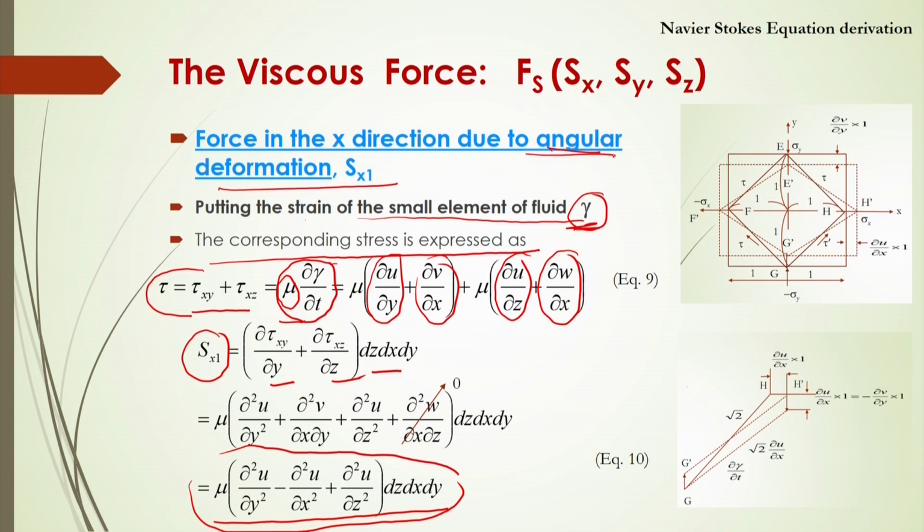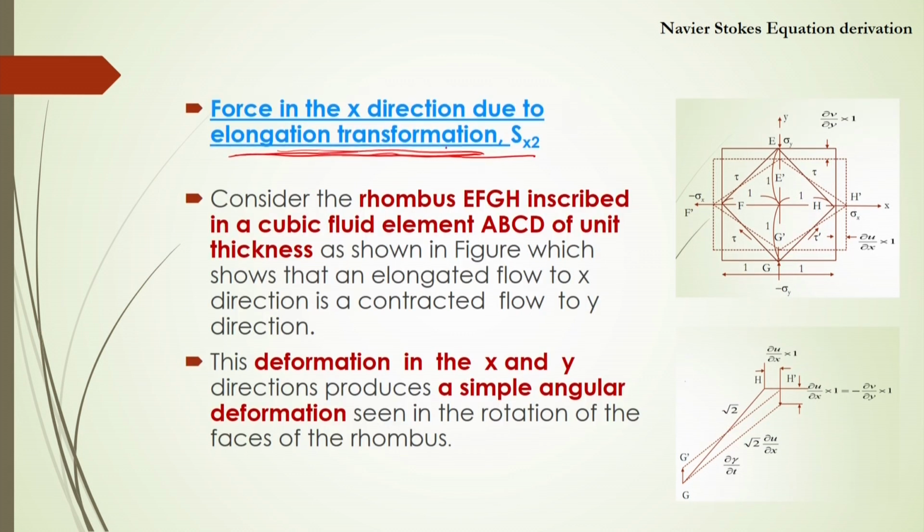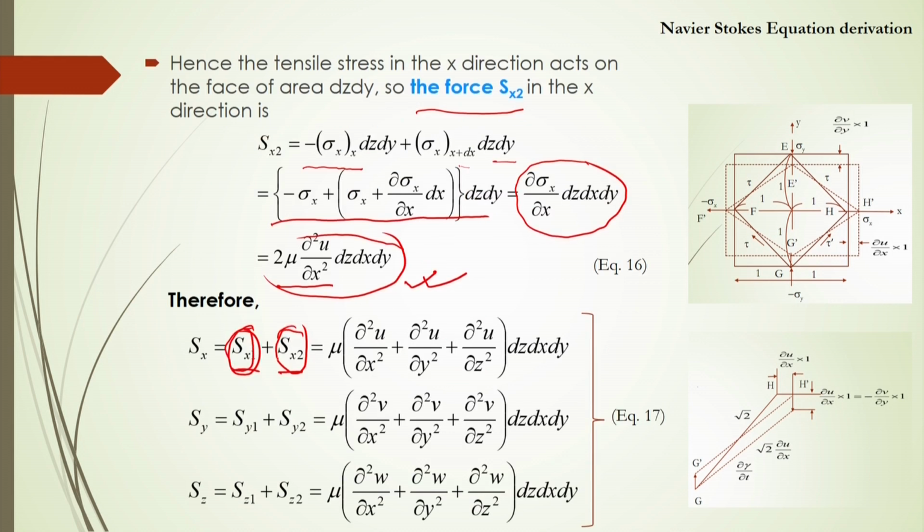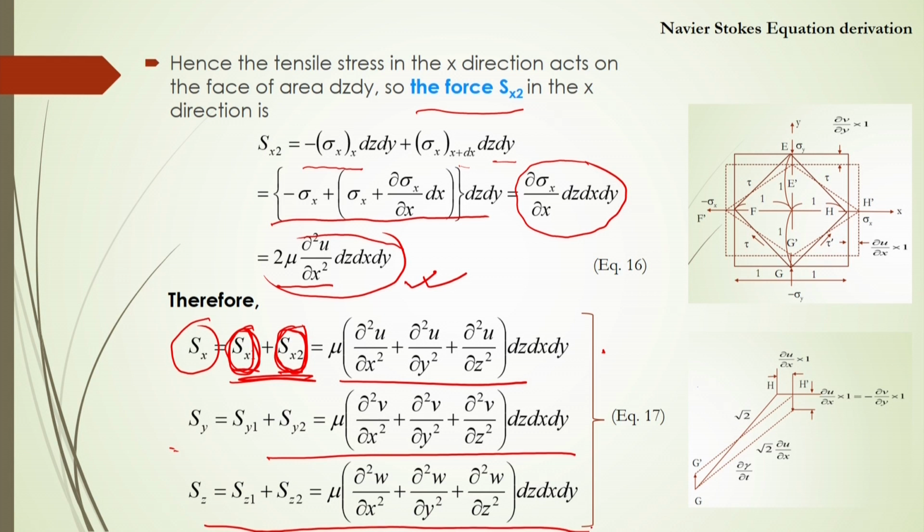So S x 1 is the angular deformation, that is the force acting in the x direction, and this is your elongation transformation S x 2. Here S x 1 and S x 2, angular and elongation, these two transformations are to be added in the x direction to get the tensile stress. So in the x direction we are getting this equation, similarly this one here, and for the z direction this will be your equation. So equation 17 will give you S x equal to S x 1 plus S x 2. So finally you are getting these things.